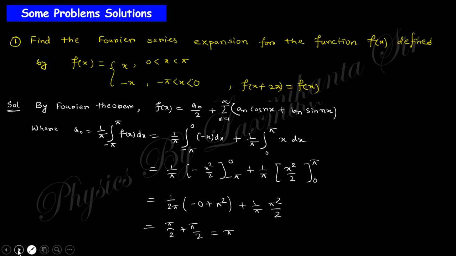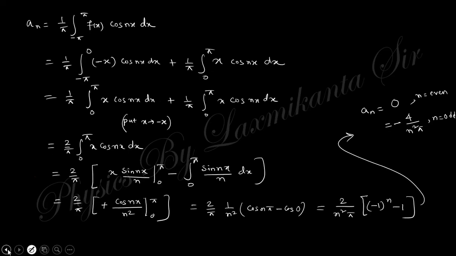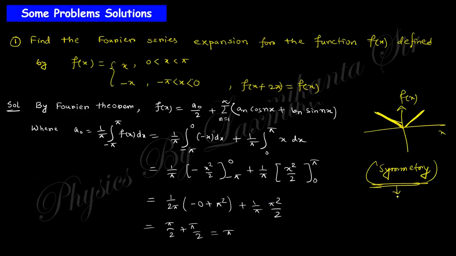If you want to draw the curve of this nature, this is x, this is f of x. From 0 to pi, this is x, and from minus pi to 0, this is minus x, so it will look like that. So this is a symmetric curve. You can see that bn will be 0 for a symmetric curve, meaning an even function, and you know for an even function bn equals 0, so you can directly write bn equals 0 from this property.